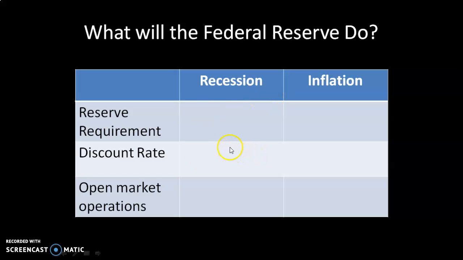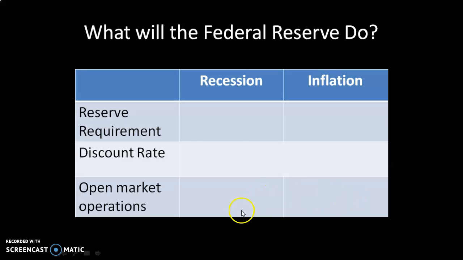Okay. Discount rate of interest. In a recession, you want to lower the interest rate, so have an arrow pointing down. In a period of inflation, you want to increase the discount rate of interest. That will slow down the increase in money supply, and that should slow down inflation, as we saw on the supply and demand graphs earlier. Open market operations. In a recession, the Fed is going to want to buy bonds from banks. In a period of inflation, the Fed is going to sell bonds to banks.